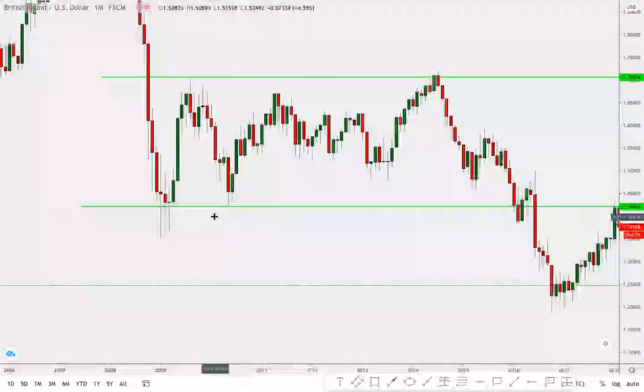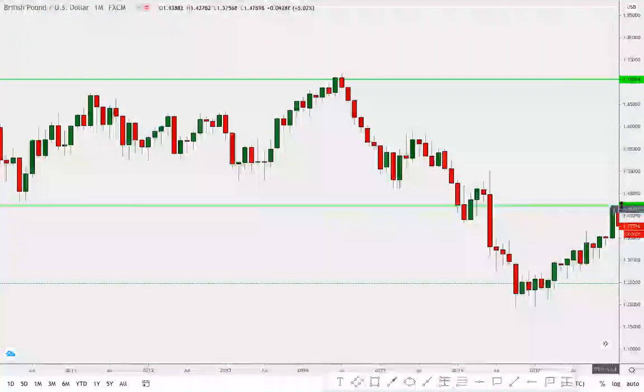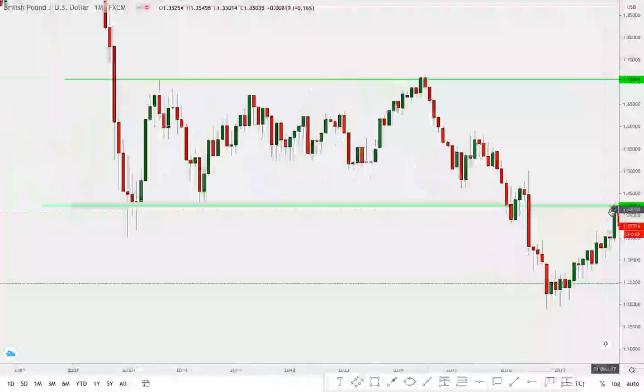However, I was very careful of this area because this is major support. Once you see a major level on a monthly time frame, you need to keep an eye out for it. So I put this level here, looking really nice. I was watching as we got here. So when we got here, I was watching price action around here. I didn't just start selling.